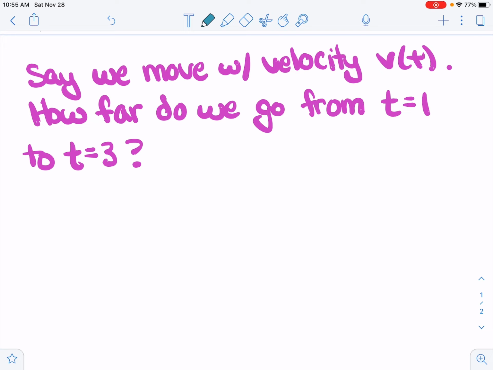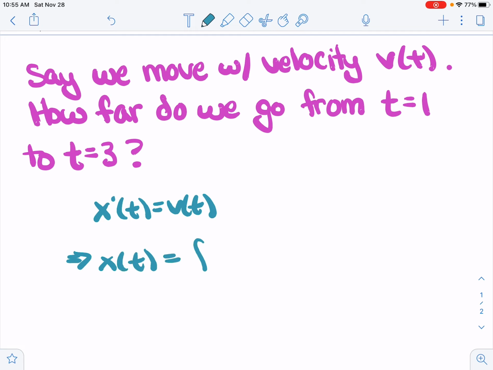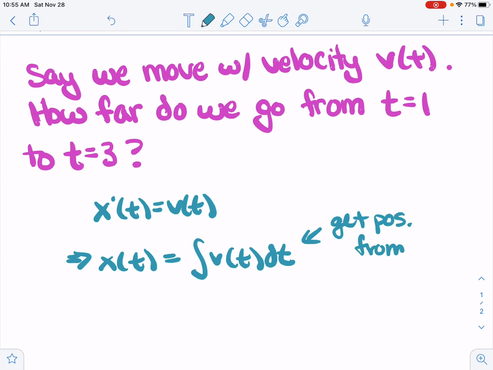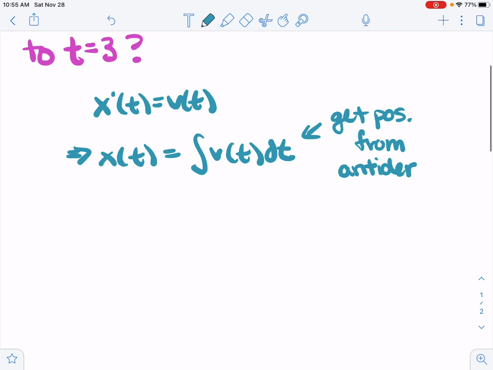Well, we know that the derivative of position is velocity. In other words, we know that position is the antiderivative or the indefinite integral of velocity. So we get position from an antiderivative. Remember, these are synonymous. Antiderivative, indefinite integral means the same thing.